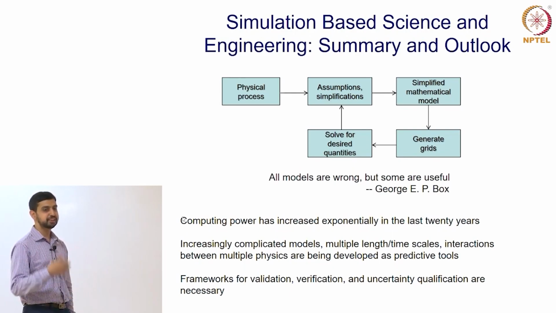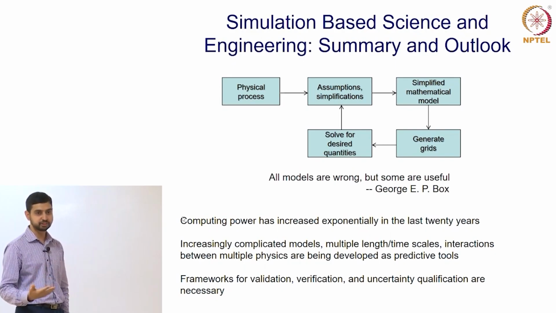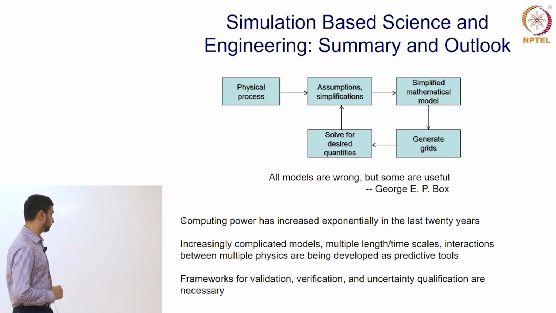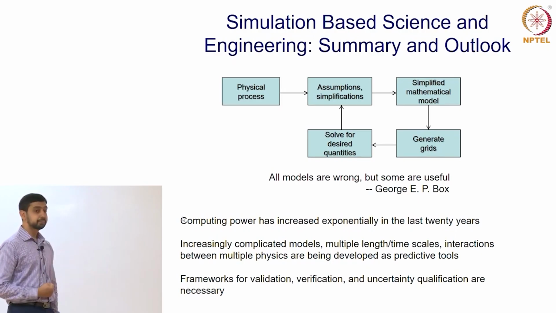So, if you are trying to use a full multi-physics approach to model something simple, you are not only wasting computational resources, but you are also making it hard for you to interpret what the results themselves mean. Again, since these are predictive capabilities, we have to be careful in interpreting the results, and there have to be rigorous frameworks for validating and verifying these models.